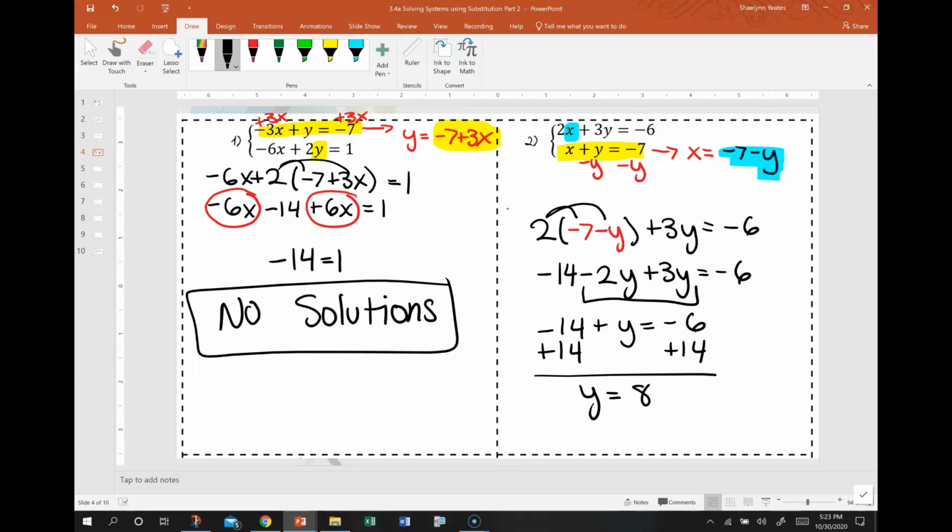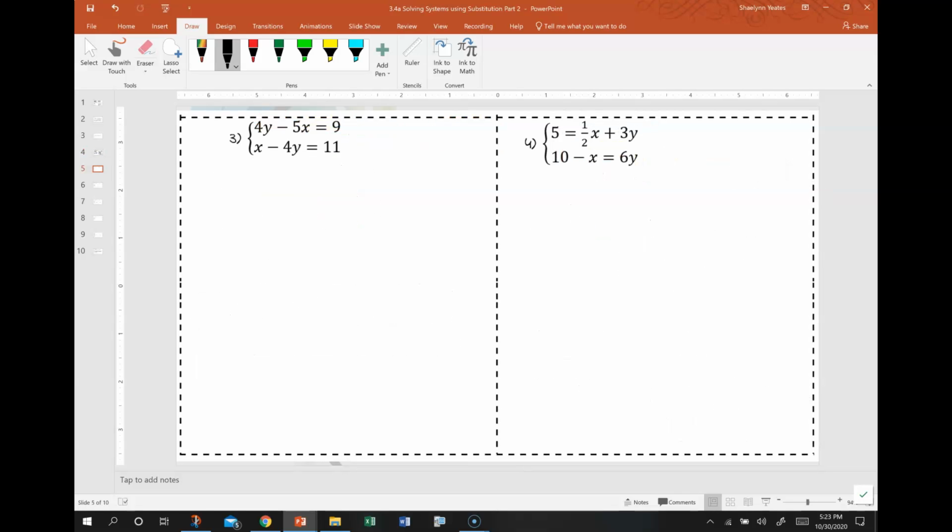Okay, from here I can go ahead and plug in this 8, and my favorite equation to plug it into is going to be the one I've already solved for x. So I've got x equals -7 minus, and here's where I plug in my 8. Well, -7 minus 8 is -15. So then my solution is -15, 8. So that is the solution to my system. Alright, let's do another one.